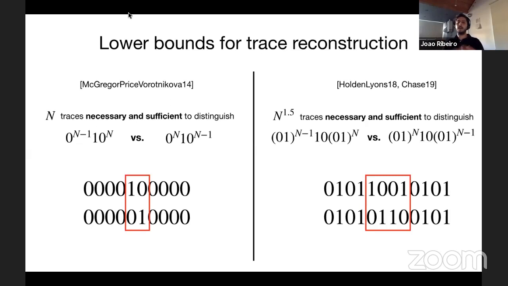And I'm not going over the technicalities. That would be just too much. But one thing I want to say is that both these arguments with these specific strings are tight. So you cannot improve the lower bounds by just looking at these two strings. You really need to come up with new pairs of strings to break these lower bounds.